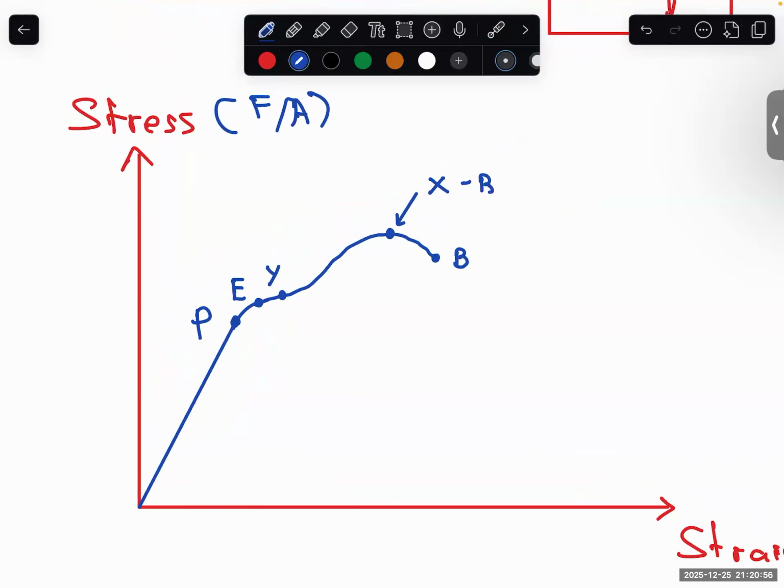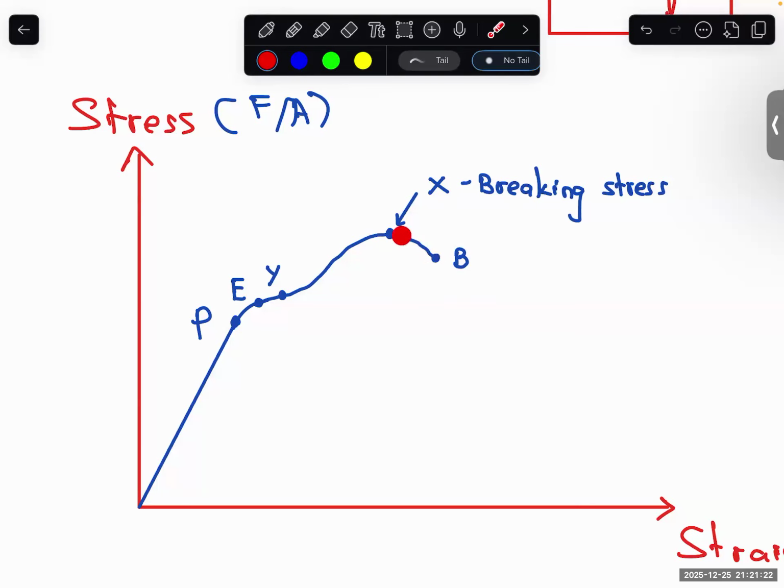It's called break. It's about to break. So at that point, there is maximum stress, and automatically it will break. So therefore, it's called breaking stress. Once it is achieved, the object breaks. So during the breaking, because the transmission of force is affected, the stress suddenly drops.